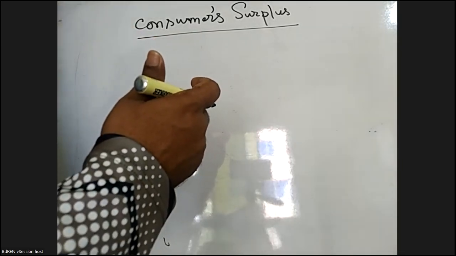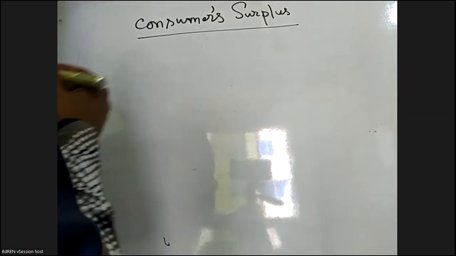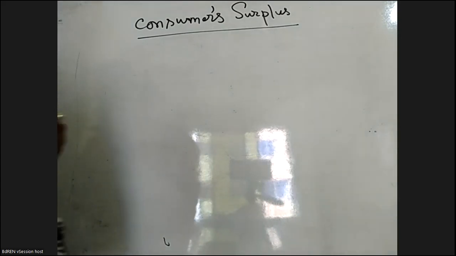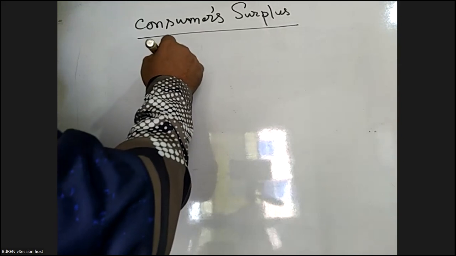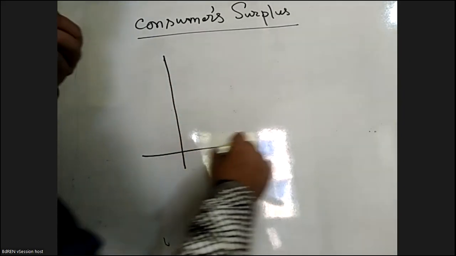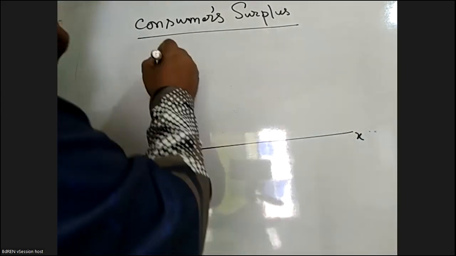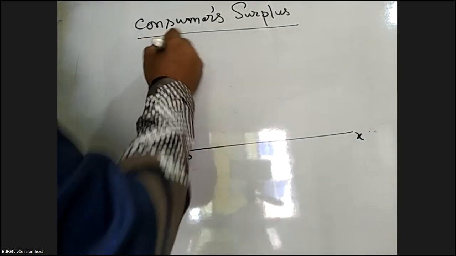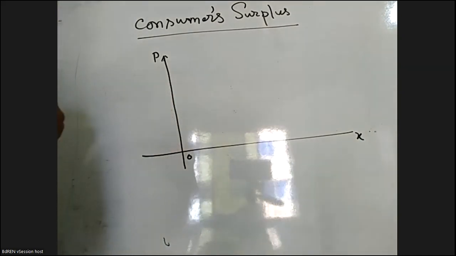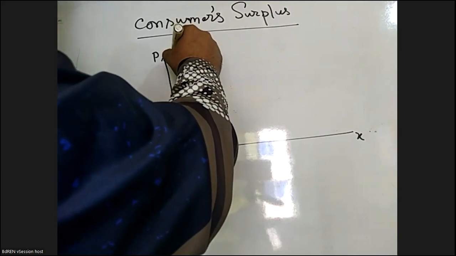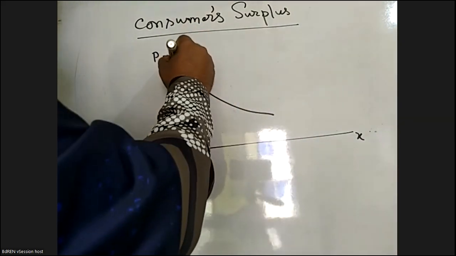So first of all, what is consumer surplus? By the definition, we can write... Suppose this is the y-axis and this is the x-axis, starting from 0, and this is x and this is the price. You must know consumer surplus depends on the demand function, and the demand function is represented like this.